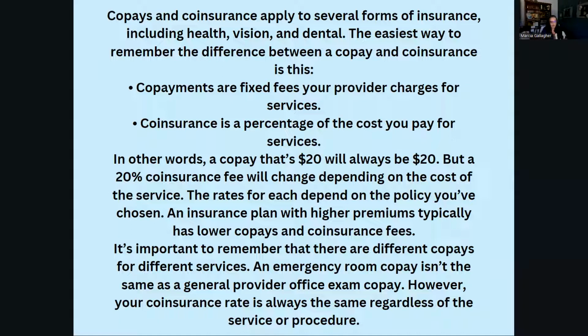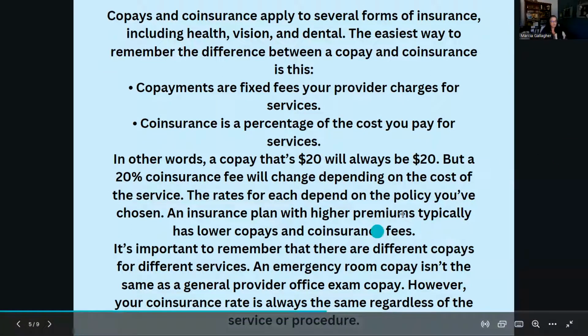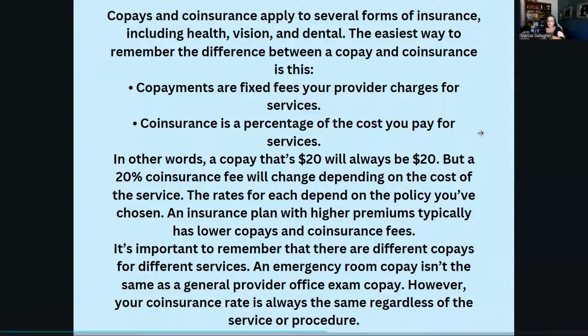So let's talk about copays again. What it was saying here is that there are different copays for different services. I'll just give you an example. For me to go to my primary care physician is $25 every time I walk in the door. I know I've got to pay that $25. If I need to go to the emergency room, it's $250. To walk in the door, get seen, it's going to be $250. So copayments are fixed. Coinsurance is a percentage.